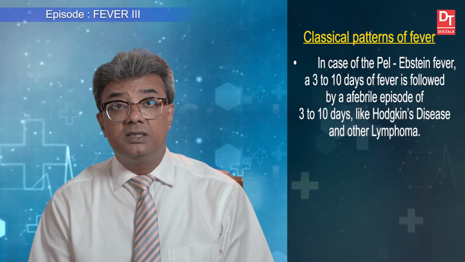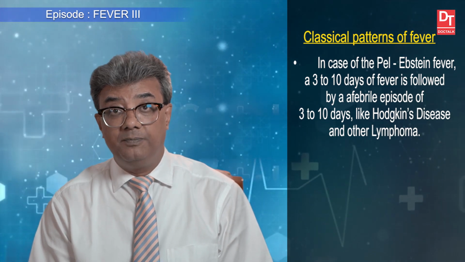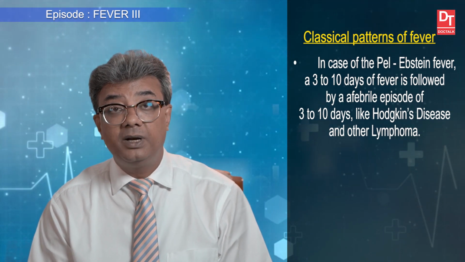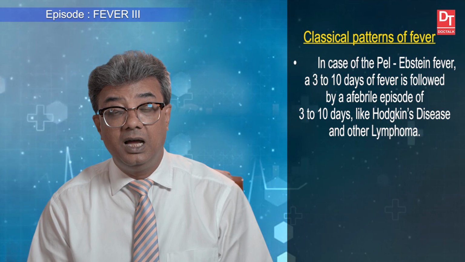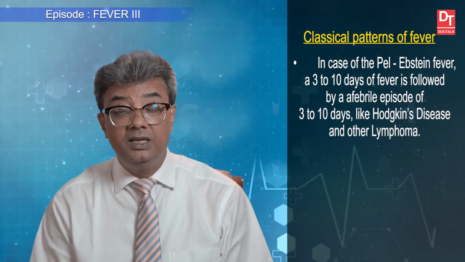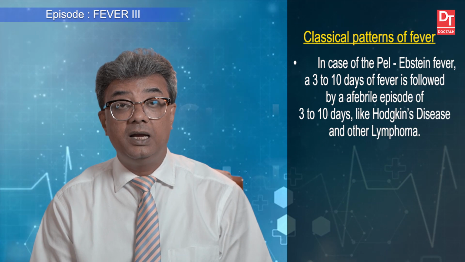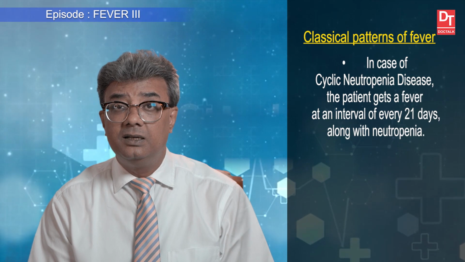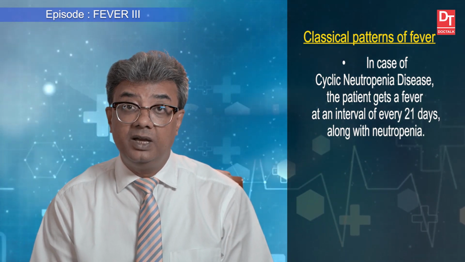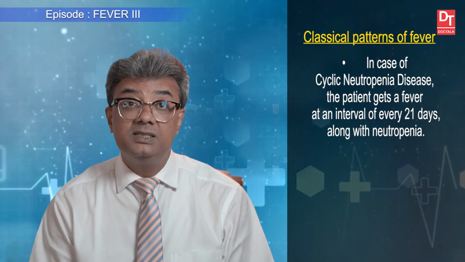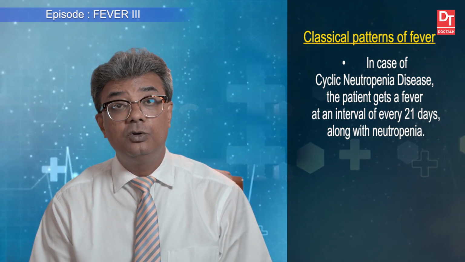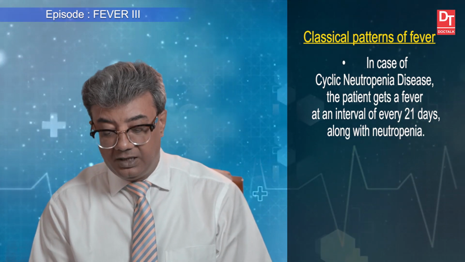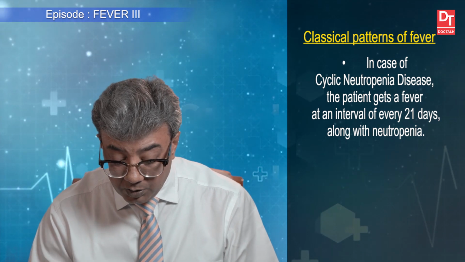Another fever is there which is known as Pel-Ebstein fever. Here 3 to 10 days of fever followed by afebrile episode of 3 to 10 days, and it is found in Hodgkin's disease and other lymphomas. Another pattern of fever we are getting where every 21 days interval we are getting fever with neutropenia, that is known as cyclic neutropenia disease.